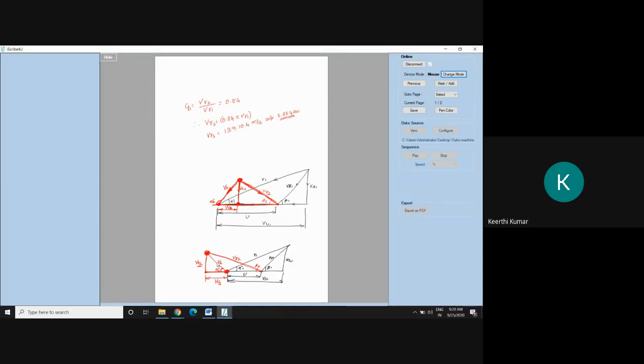Other than V2, the remaining is the same. See here, VR2, V2 and VU2. It is the same here also. VR2, VA2 and VU2 are similar to the previous problem.